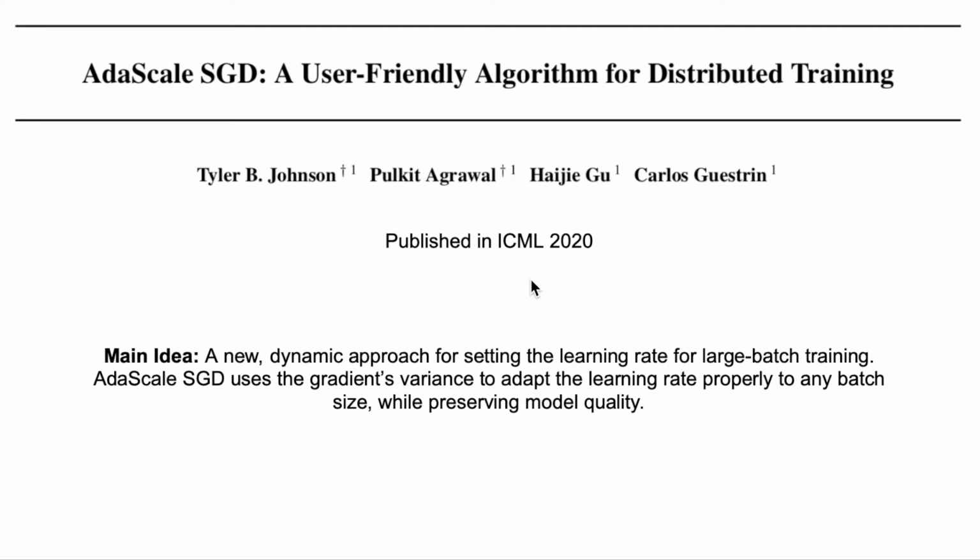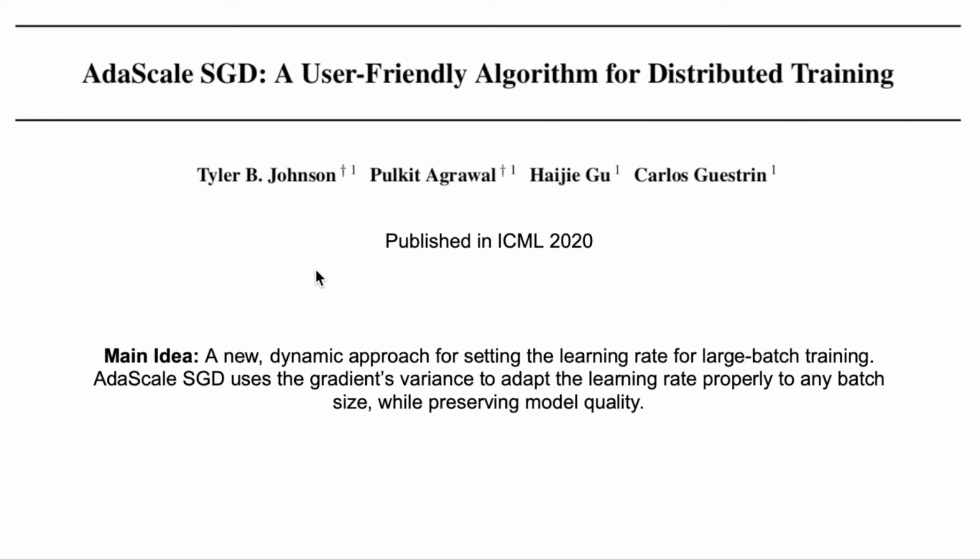Today, I'll be giving a brief presentation on AdaScaleSGD, which is a paper written by the authors seen here that was published in the ICML conference in 2020. The main idea behind this paper is that the authors propose a new dynamic approach for setting the learning rate during large batch training, whereas previous methods used fixed scaling rules that don't adapt to training.